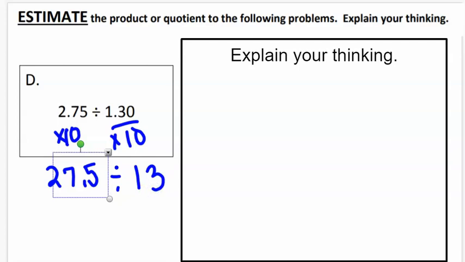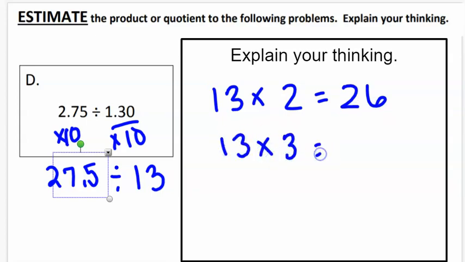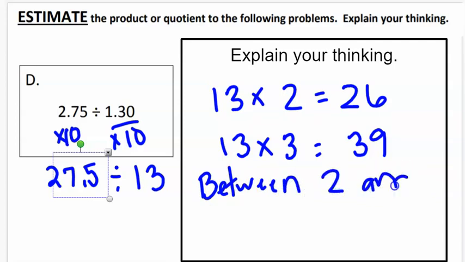So now I'm going to estimate. I'm going to think about multiplication. So 13 times what is close to 27? I think 13 times 2 would be 26, and then 13 times 3 would be 39. Now, 39 would be too much, and 26 isn't quite enough, so I know that it is between 2 and 3. So it's going to be a little bit more than 2, but less than 3.